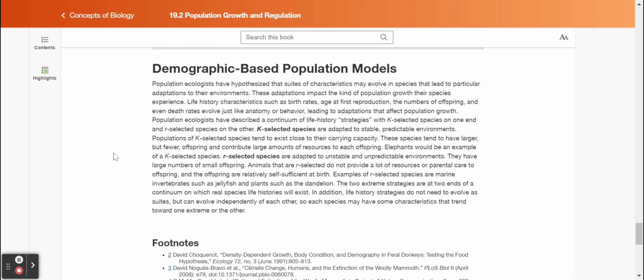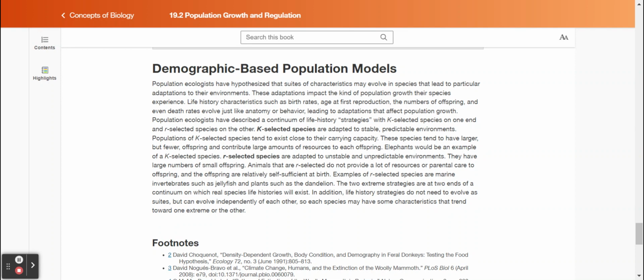Demographic-based population models. Population ecologists have hypothesized that suites of characteristics may evolve in species that lead to particular adaptations to their environments. These adaptations impact the kind of population growth their species experience. Life history characteristics such as birth rates, age at first reproduction, the numbers of offspring, and even death rates evolve just like anatomy or behavior, leading to adaptations that affect population growth.